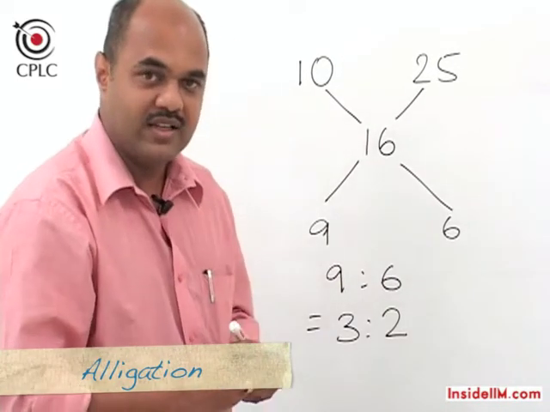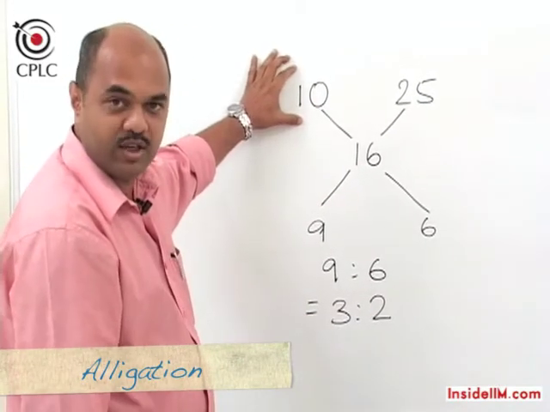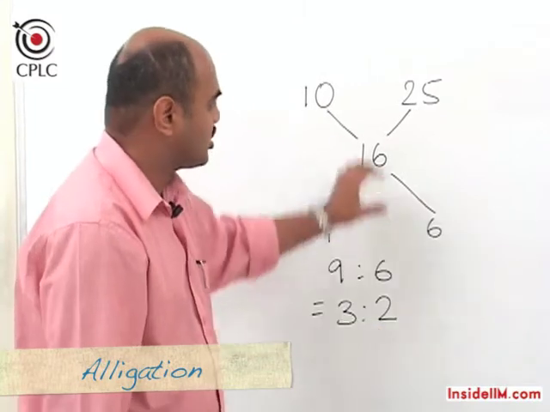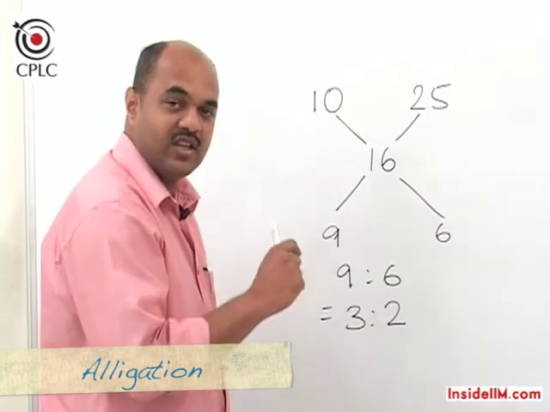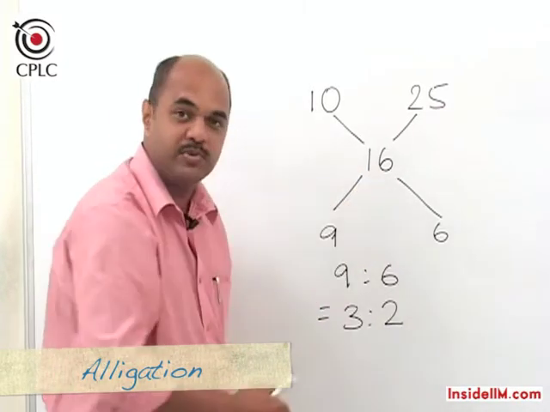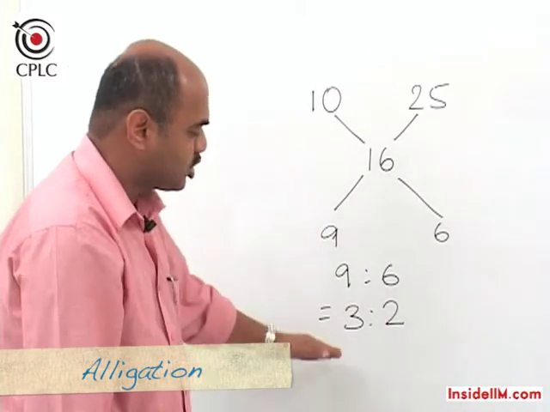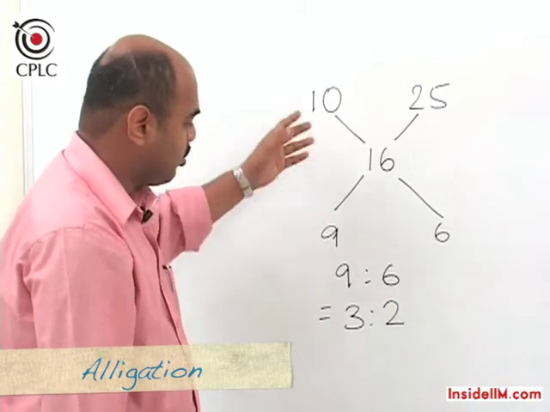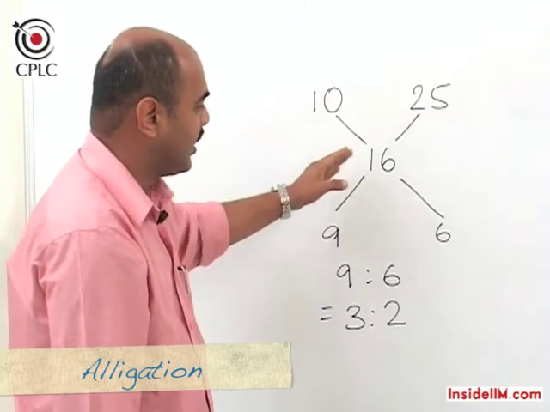So what this now tells us is, if we take 3 parts of the 10 rupee variety of sugar with 2 parts of the 25 rupee variety of sugar, and if we mix them, then the average price of the mixture would work out to 16 rupees per kg. So this is an example where instead of the ratios being given, we actually worked out the ratio in which they should be mixed subject to these 3 values.